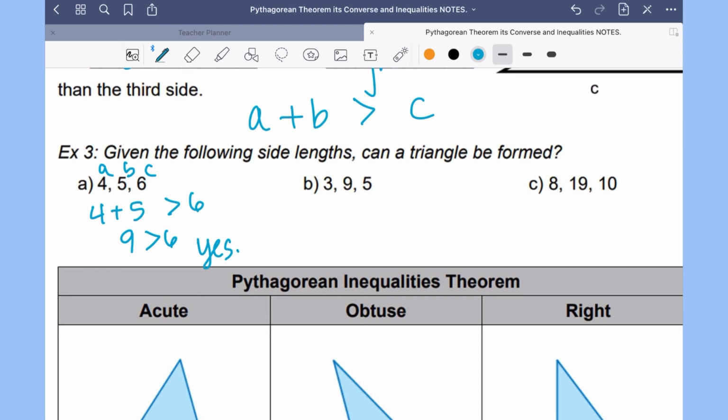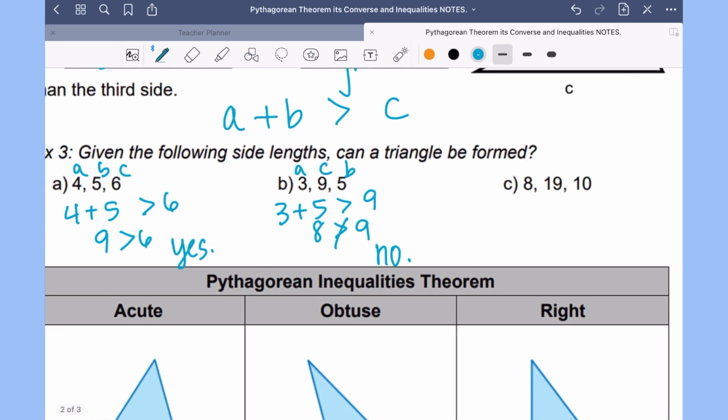3, 9, and 5. Who is the largest number here? 9. So 9 is C, and 3 and 5 are A and B. So 3 plus 5 should be greater than 9. 8 is not greater than 9. So these 3 numbers don't form a triangle.